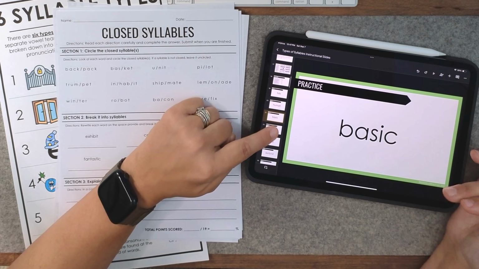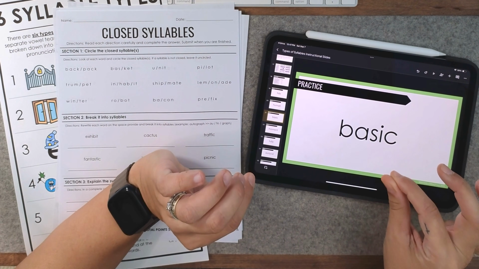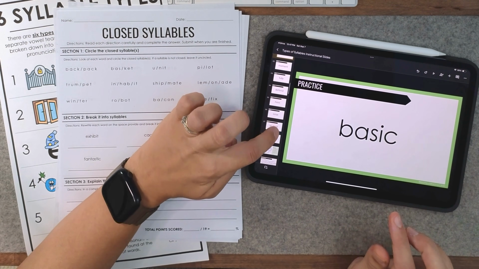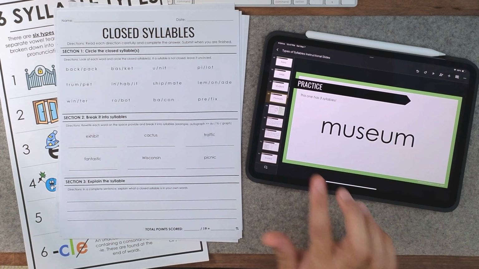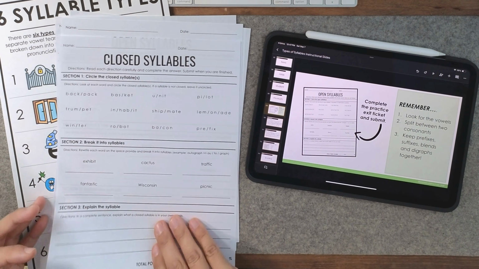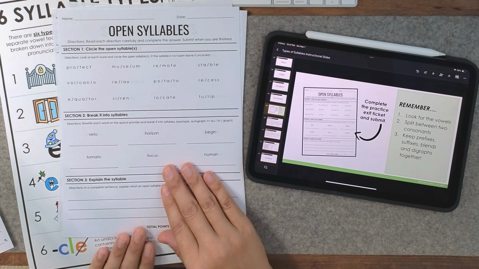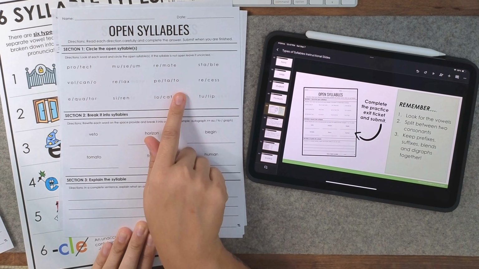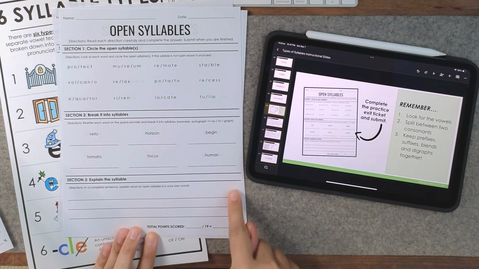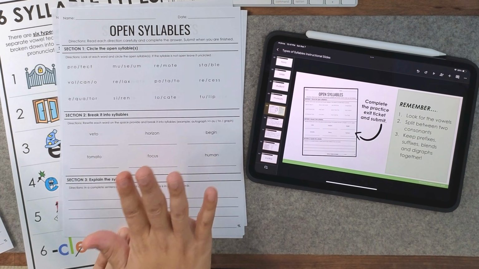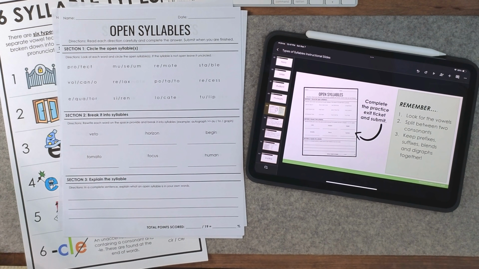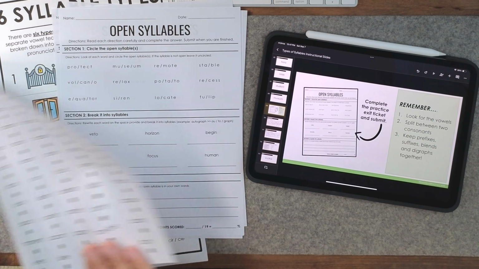So they would then build in some open vowels and closed vowels, and we would review both of those at the same time, giving them words to practice. And then it's the same idea. They're going to go back and start to work with those open syllables. In this case, they're going to have words, same idea. They're going to circle the open syllables, break them into syllables, and help explain what those syllables mean as an exit ticket for itself. And then I also do have some other practice as well.